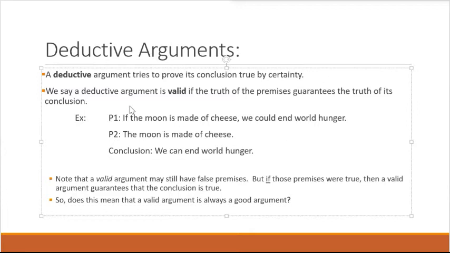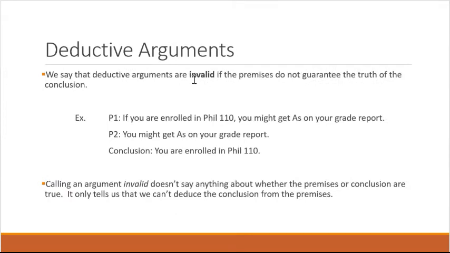But for now, what you need to keep in mind is that deductive arguments try to prove things true with logical certainty, and that if they succeed in doing that, we call them valid. If they don't succeed, we call them invalid. Okay, right here, invalid. So here's my example of an invalid argument.